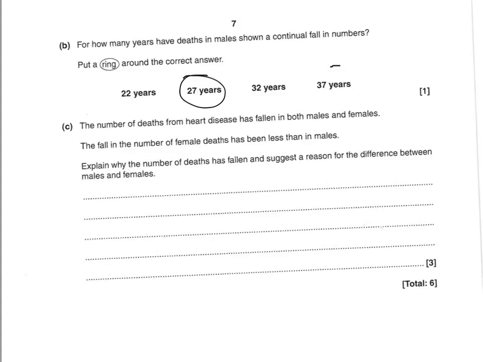Improvement in diet, eating less salt, eating less saturated fat, less smoking, more exercise, better healthcare, better education. You could say more active, drinking less alcohol. And then once you've got 2 of those, you also have 1 of these. So you could say improvements reducing risk factors in males will have a bigger effect as more males are affected in the first place. So that gets you that last mark.